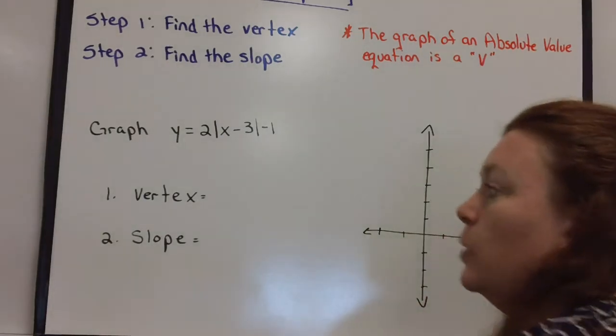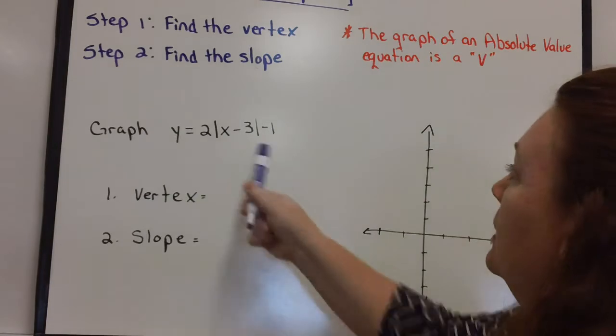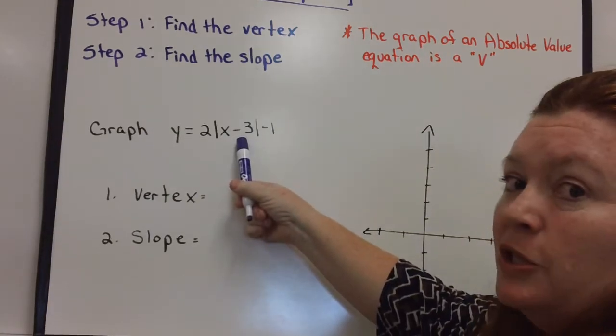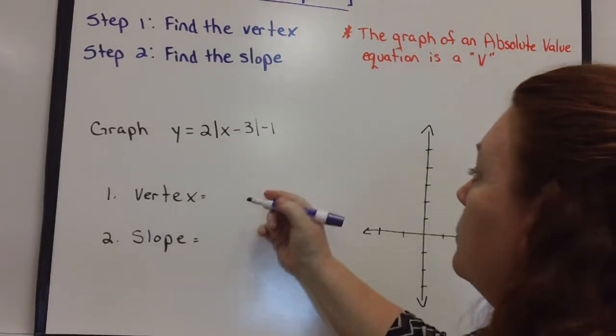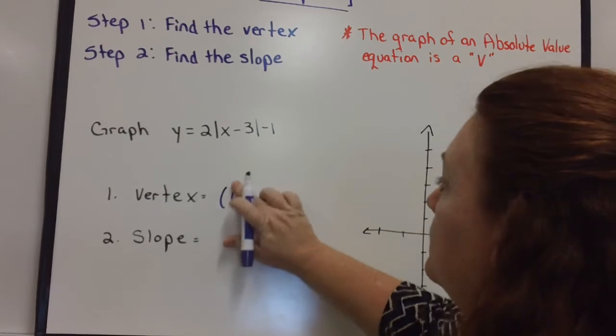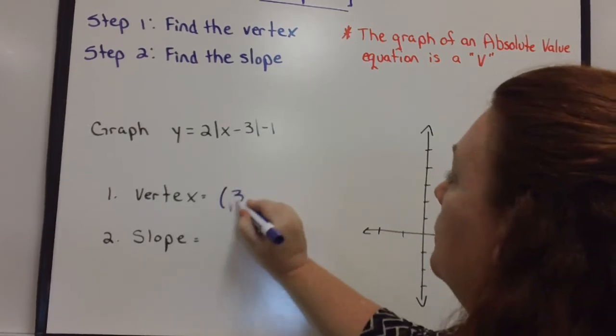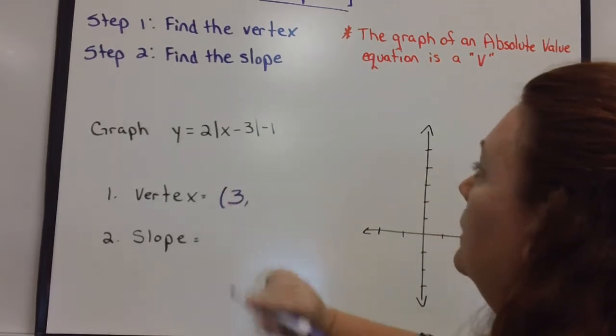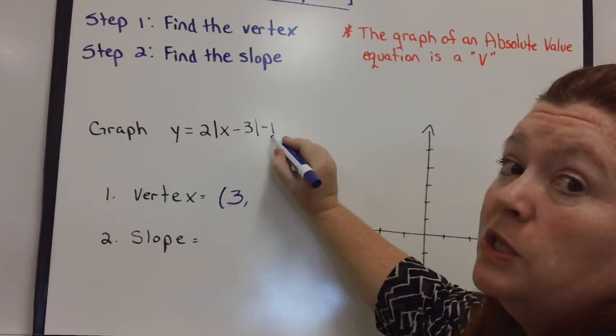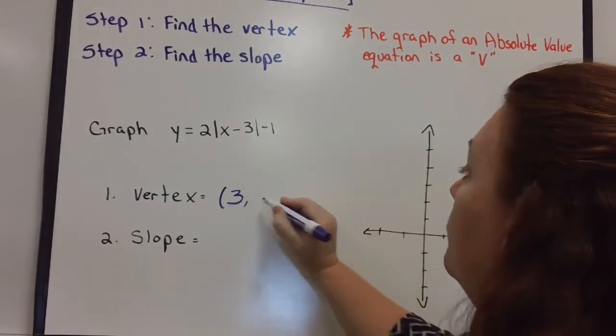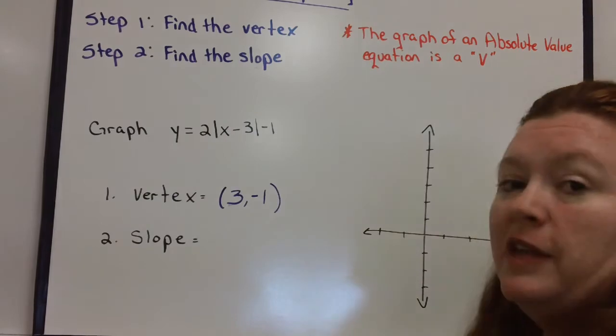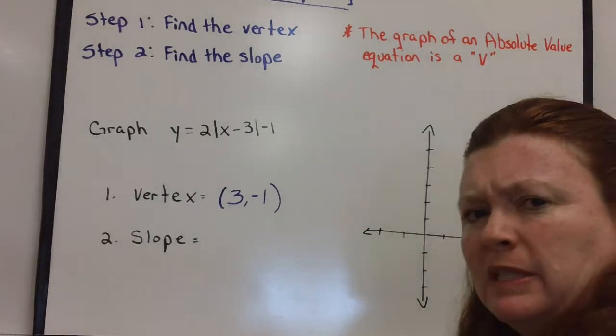Now, question 1, what's the vertex? Inside the house, you do the opposite. +3, whoops, let me fix that. +3, and outside the house, you don't do the opposite. So I'm going to write -1. There's my vertex. What is my slope?